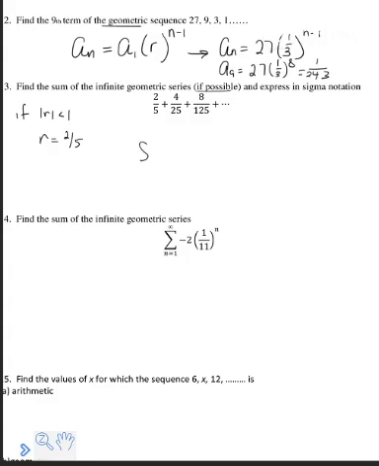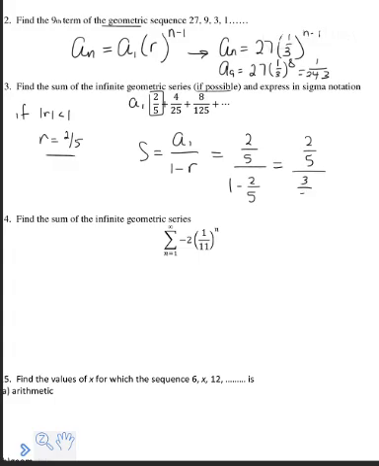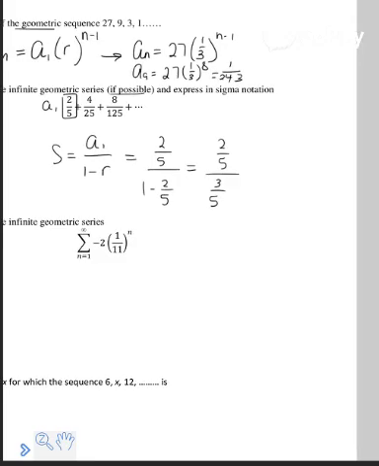The formula is first term over 1 minus r. There's the first term, and there's the common ratio. So it's 2/5 over 1 minus 2/5. So that's 2/5 divided by 3/5. It's the same as 2/5 times 5/3, which is 2/3.